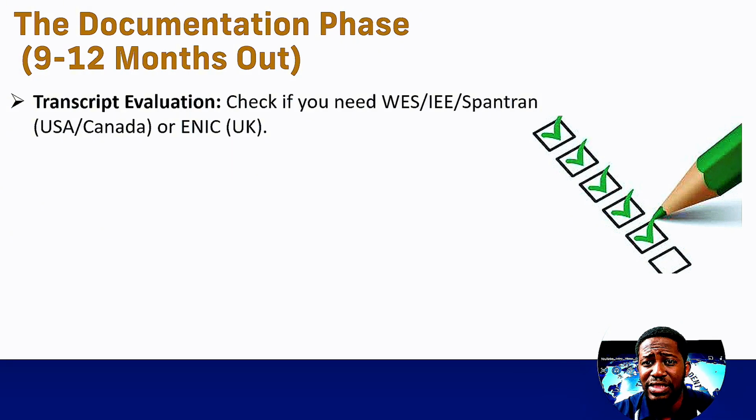Some do's and don'ts. These agencies that I've mentioned, WES, IEE, Spantran, ENIC, it's standard practice that you don't send them your transcript directly. They don't love that. They love it that your school, either your high school or where you did your bachelor's, your college or university, will send your transcript documents directly to them. Then they know that it is coming from a very genuine source, and they can work on it. You pay a fee, they work on it.